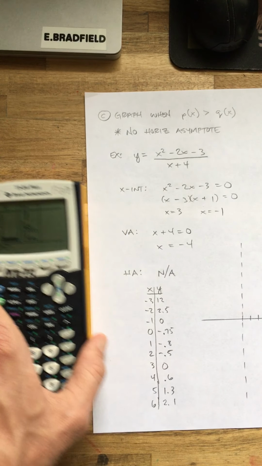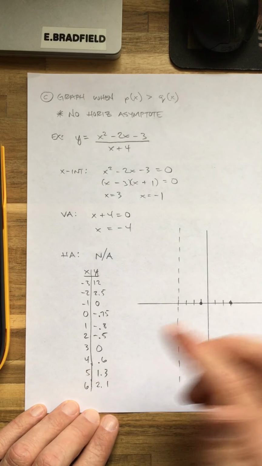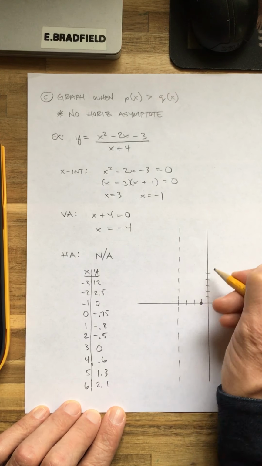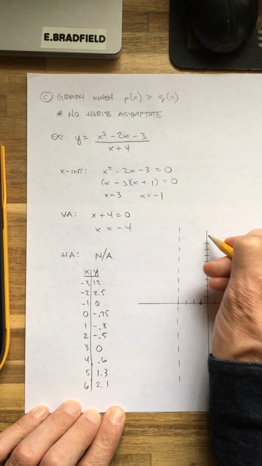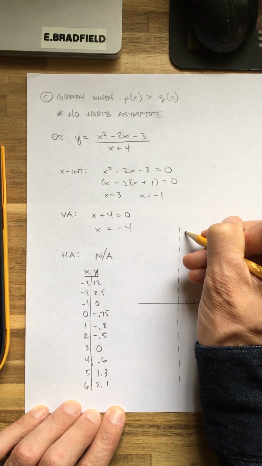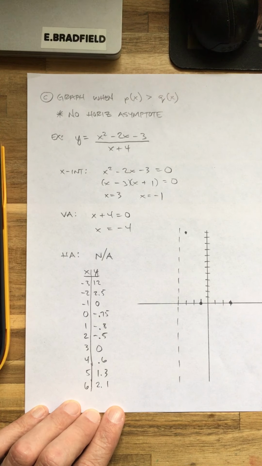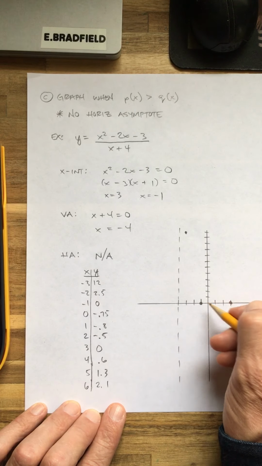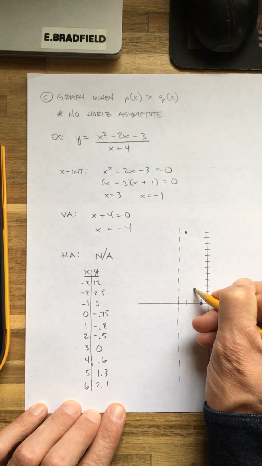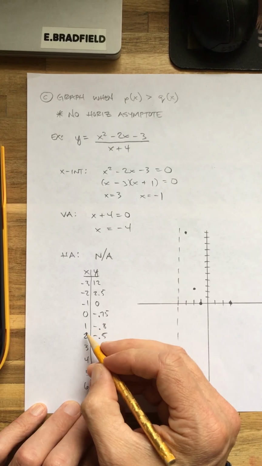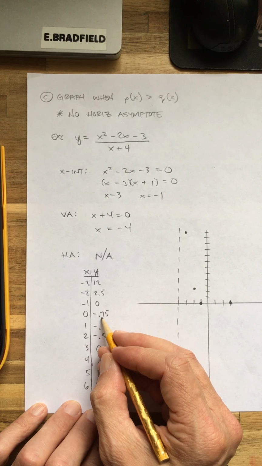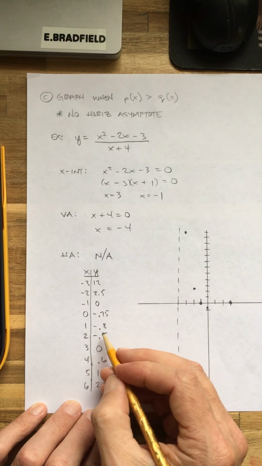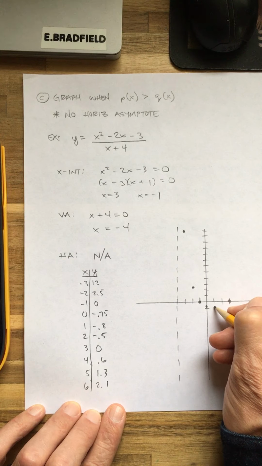All right, let's just see what happens here, okay? I'll plot these points. Okay, so negative 3, 12. So 1, 2, 3, 4, 5, 6, 7, 8, 9, 10, 11, 12. So negative 3, 12 is right there. Can you guess what's going to happen there? Can you guess? All right. Negative 2, 2.5. So negative 2 and 2.5, that's right here. Okay, negative 1, 0. 0, negative 0.75. So that's going to be right here. Okay. 1 and negative 0.8, so that's right here.